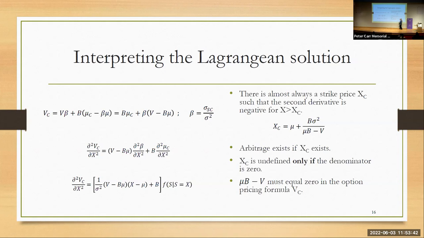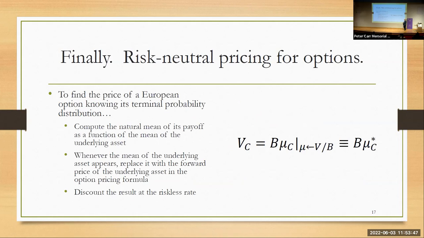So there it is, the price of a European option. You calculate the present value of the expected cash flow at the risk-free rate, but substituting for the natural mean the forward price of the underlying asset. And it's like a story where you knew the answer, right? You knew we were going to get here. But this is a different way to get there, a different way to teach students how to understand this.